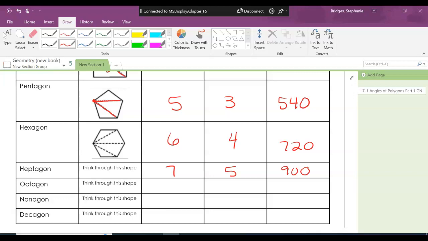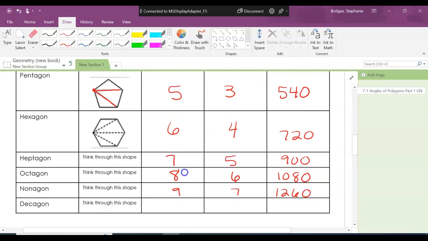What would an octagon, how many sides does that have? 8. And so how many triangles would that have? 6, for a total of 1,080. 6 times 180, right? A nonagon, how many sides do you think that has? 9. So that would be how many triangles? 7. And that would give me 1,260 degrees.